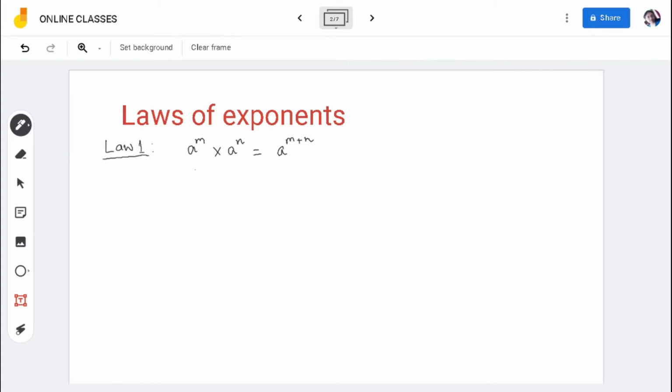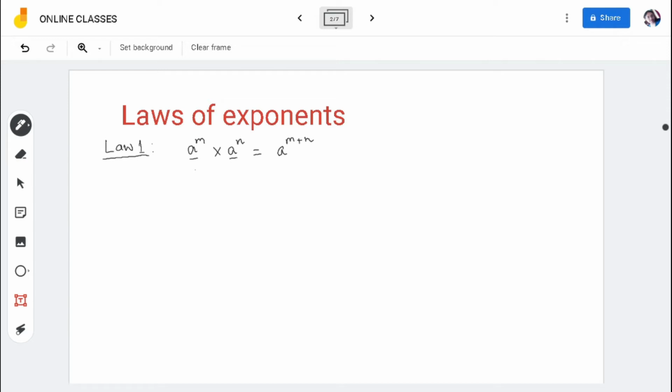It means that whenever two exponents are given in which the bases are same, you can see that here the base is a and here the base is a, but their powers are different, and in between these two the multiplication sign is there. So whenever this type of situation comes, this will always be equal to a to the power m plus n. What does it mean? The bases we will write one time, and the powers which are different or the same, they will be added in case if there is a multiplication sign.